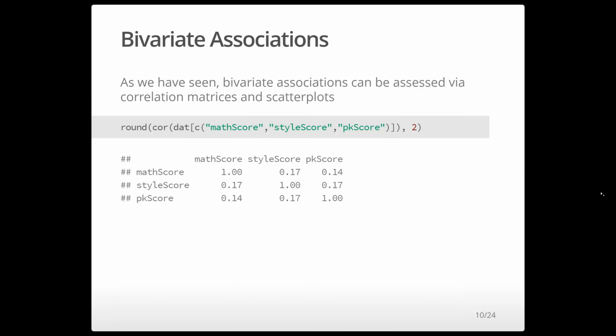Another thing we can do is look at bivariate associations between different variables. And we've seen several ways to do this already. For example, one way to do it is to look at correlations. Here I'm generating a correlation matrix of these three variables. So we're looking at math score again, style score, and PK score. And these are the correlations between the variables.